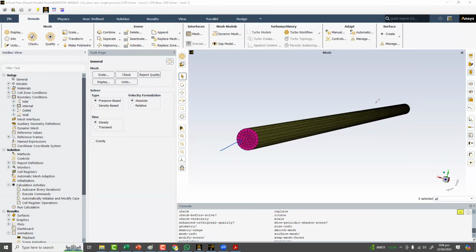Okay. But if I'm interested in how the flow is evolving to its final state and I want to see the intermediate states, then I will go for the transient case.